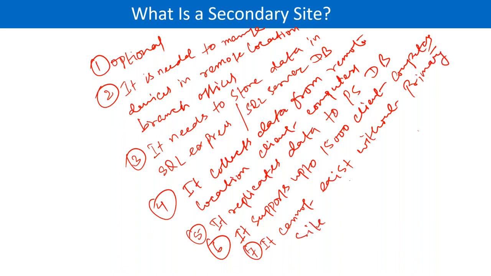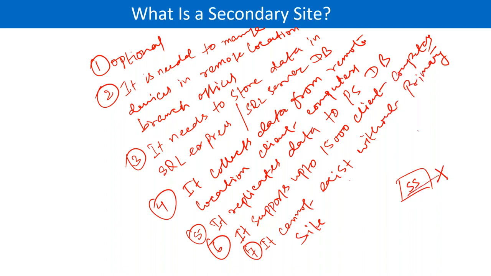Can a primary site exist without a central? Is it possible? Yes. If you don't have CAS, a primary can exist. But if you don't have a primary, can a secondary exist? That is not possible. Without a primary, a secondary cannot exist.